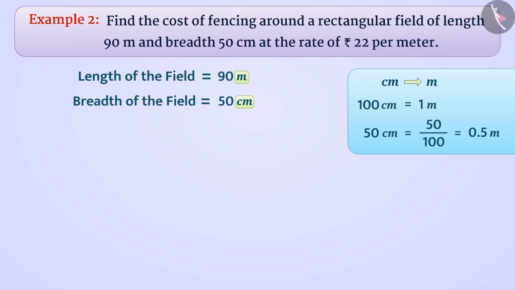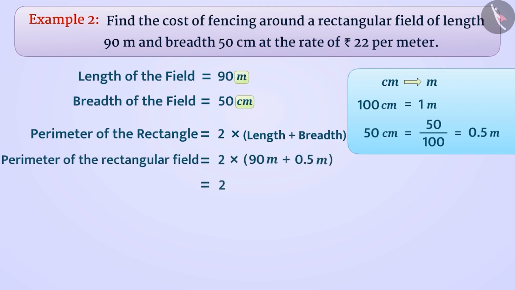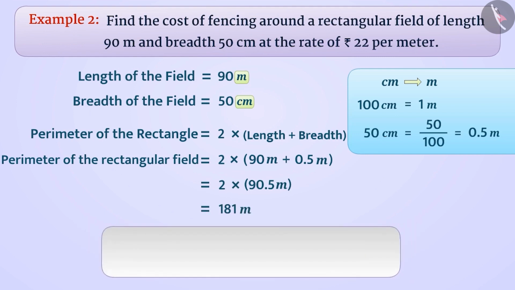Now, in order to find the total cost of building the fence, we need to find the perimeter of the ground. In the previous video, we learned that the perimeter of a rectangle is 2 into (length plus breadth). Therefore, the perimeter of the rectangular field is equal to 2 into (90 meter plus 0.5 meter), which is equal to 2 into 90.5 meter, which is equal to 181 meters.